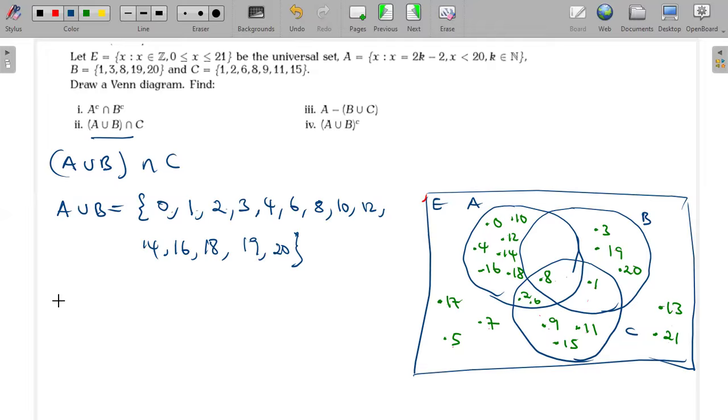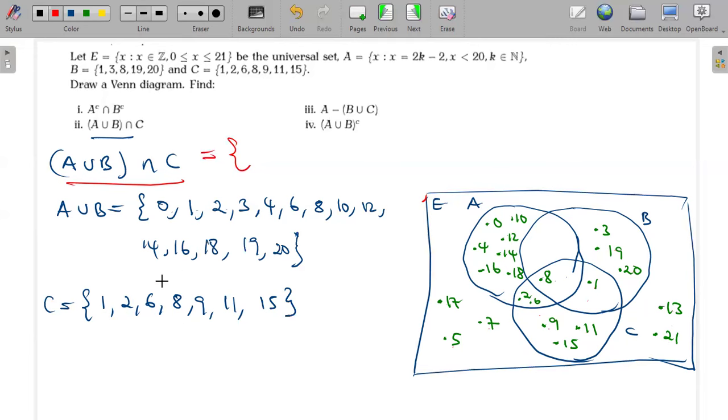And then intersect C. So our set C, which we have, is 1, 2, 6, 8, 9, 11, and 15. So this is our set C. Okay, then now they're telling us A union B intersect C. So A union B we've listed there, and then intersect C. So what is that going to give us now? You look at elements that are common in both sets. So you have 1 there, you have 1 there.